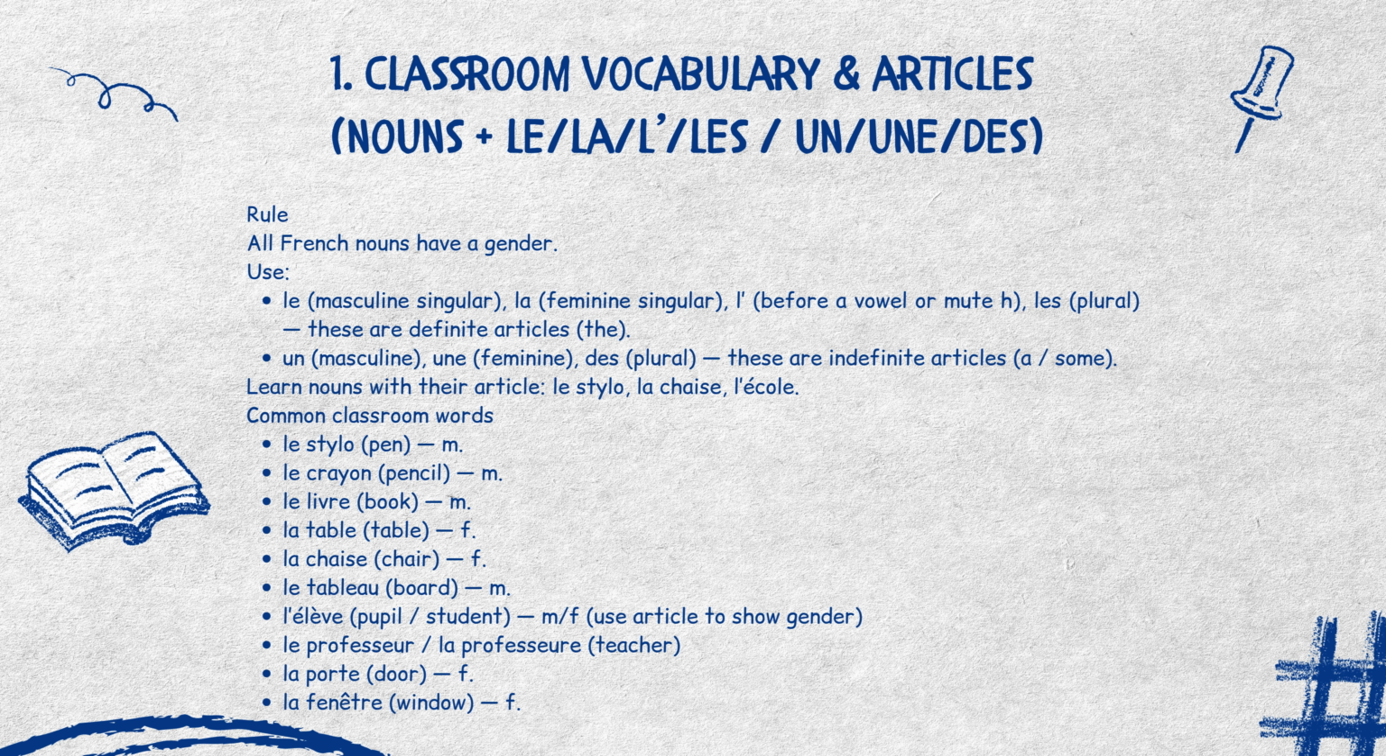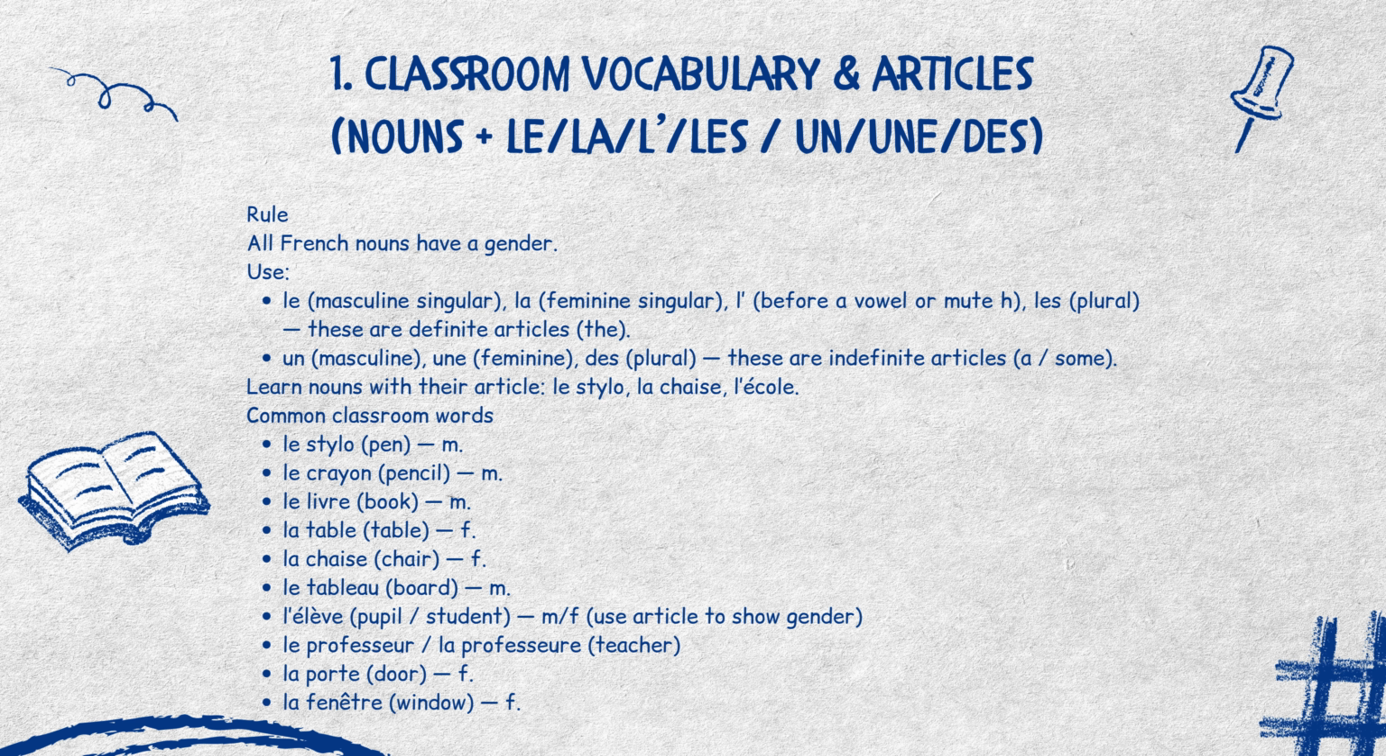For example, in English, we just say the table or the book. But in French, we must choose the correct article because every noun belongs to a gender category. Now, what is an article? An article is a small word that comes before a noun. It helps us know whether the noun is masculine or feminine and whether we are talking about something specific or something general. There are two main types of articles in French, definite articles and indefinite articles.